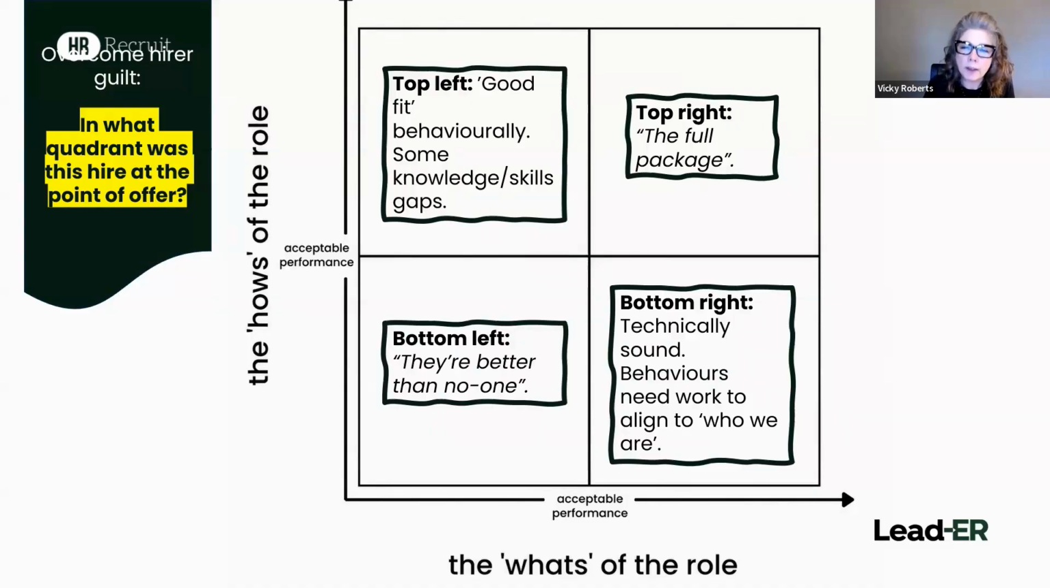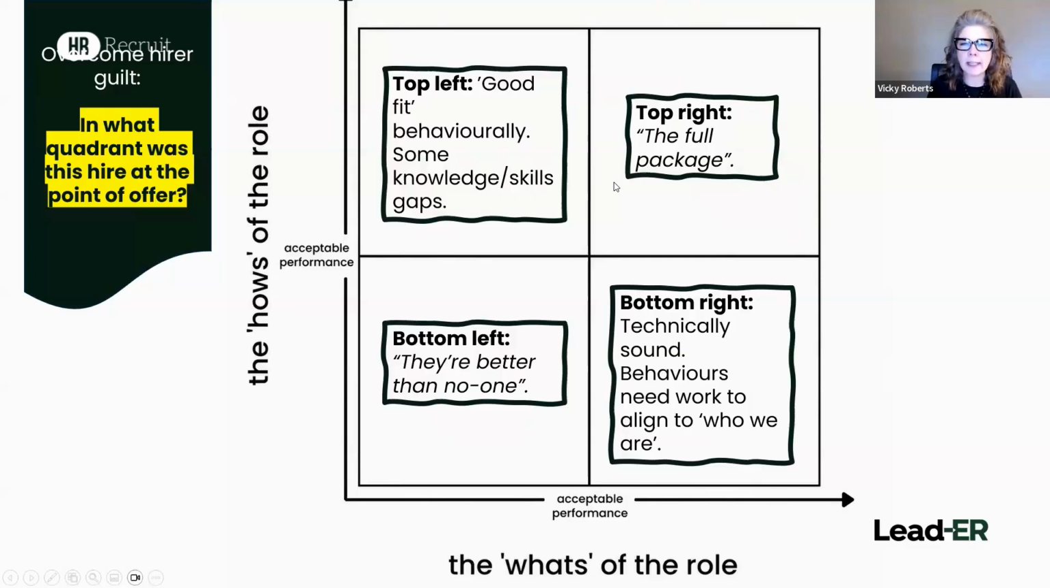Where were they on this quadrant? And let's remember what we identified we needed to do in order to get them to top right. So this grid is so useful to say, okay, at the point of offer, where were they in your mind? And then the so what of that is, okay, so what do we need to do to get them to top right if, let's assume, as per the majority, they have sort of almost forgotten that they need to do some work to get them to that top right.